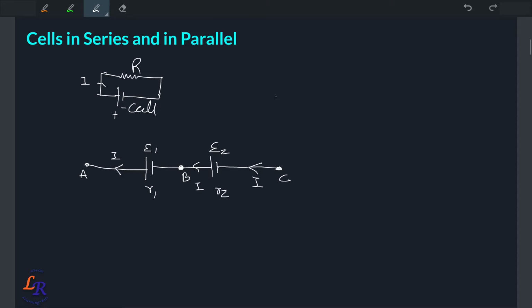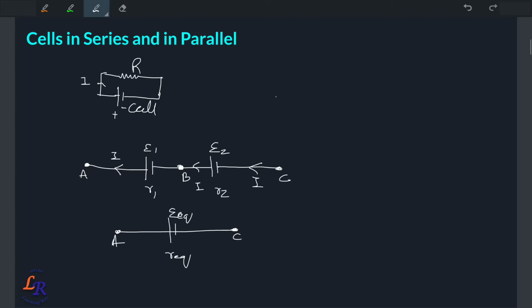Now we want to find the equivalent between A and C. So let's say this is your A and C, and here we want to have an equivalent cell, right? We want to find out what will be the equivalent EMF epsilon and the equivalent resistance R if we have the combination of the two. So between A and C, we want the equivalent cell and the equivalent internal resistance. This is our aim to find out.